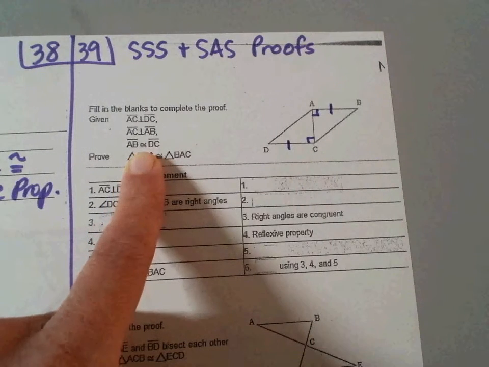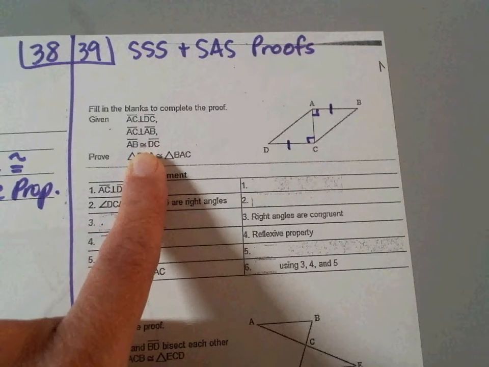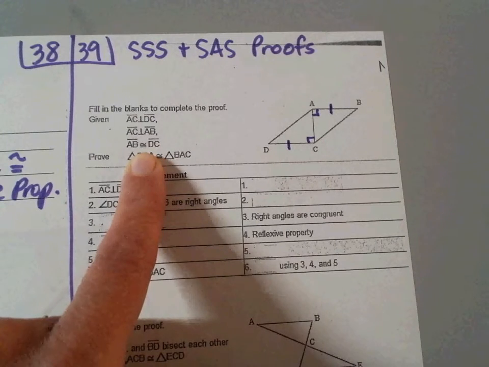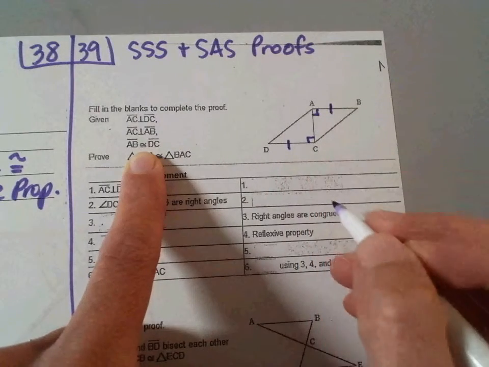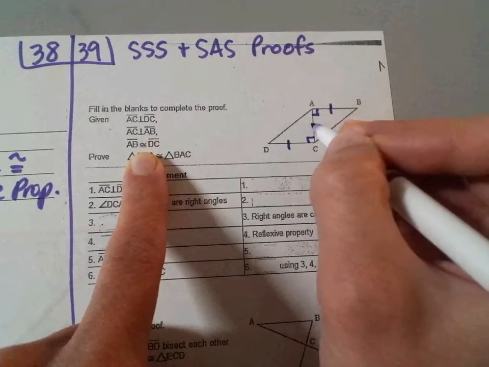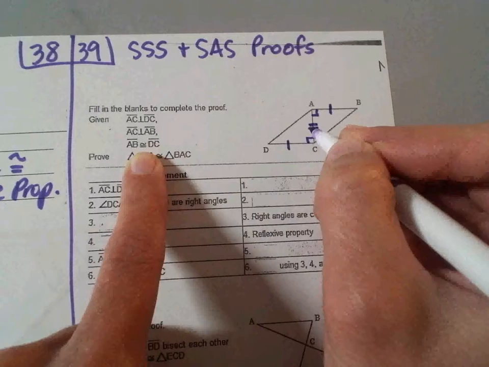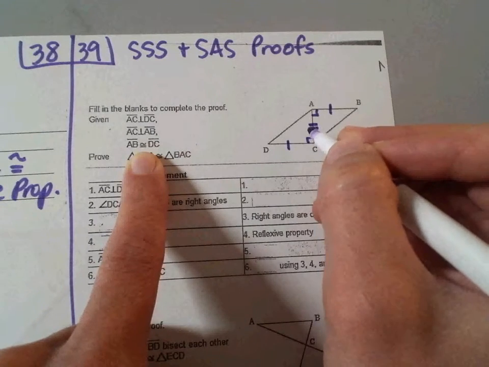Okay, now if you saw this on Kahoot, would you say side, side, side, or side, angle, side? Very good. Side, angle, side. So SAS. What's missing in here? The tick marks on what? The middle. Okay, now that we have an idea on the proof, let's start filling in things we know.